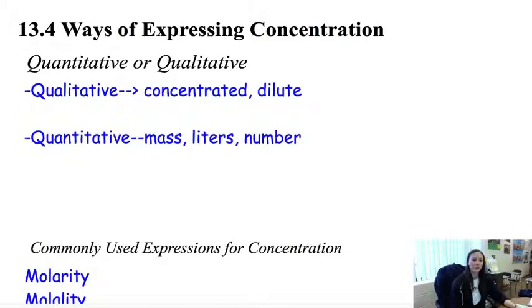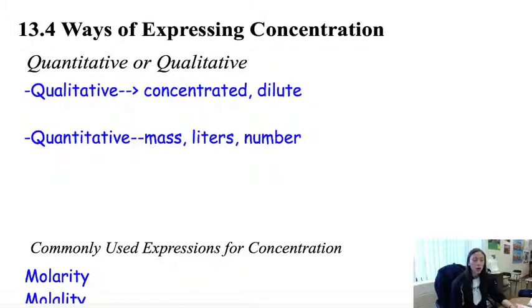Alright, 13.4, we're going to look at ways of expressing concentration. These should all be a review from last year, so we're going to run through these quickly. First, we have quantitative or qualitative. You could express a concentration as a quality, saying it's concentrated, or darker, or lighter, or more dilute, or less dilute, things like that.